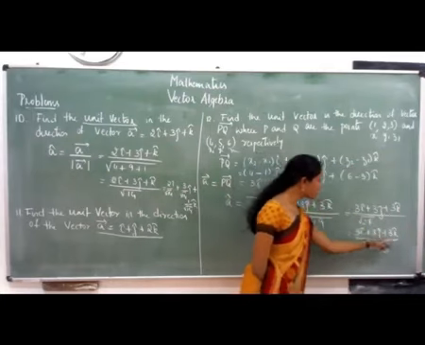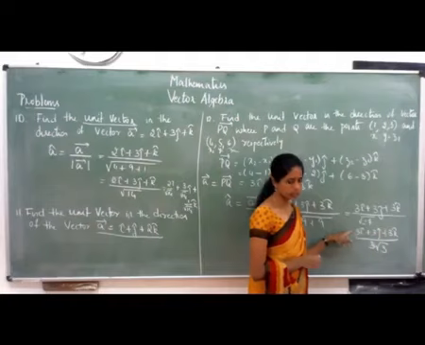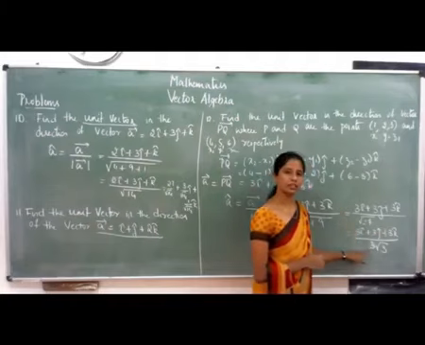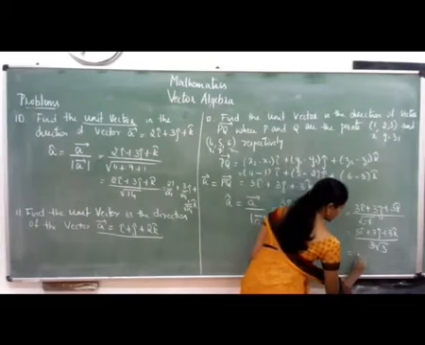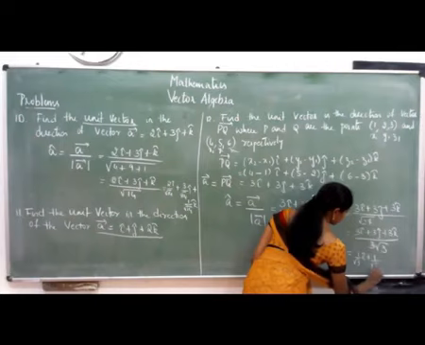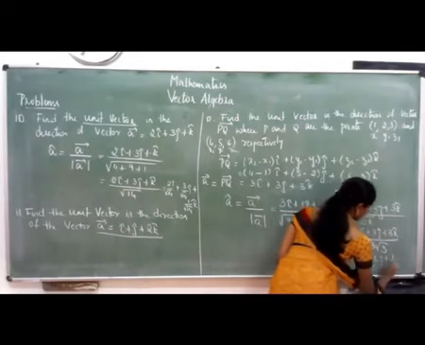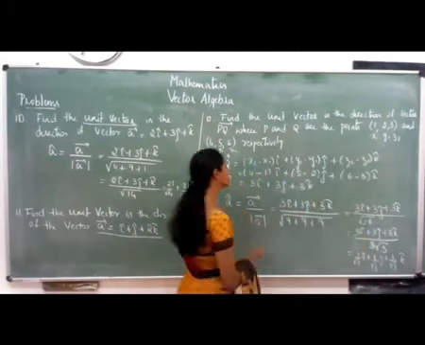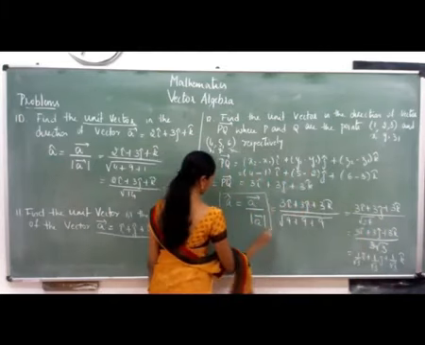Okay, so when you take a common, what is common in the numerator? It is 3. This 3 in the numerator gets cancelled with the denominator 3. Therefore, finally we can write it as 1 by root 3 i cap plus 1 by root 3 j cap plus 1 by root 3 k cap. Remember this formula? Very important.